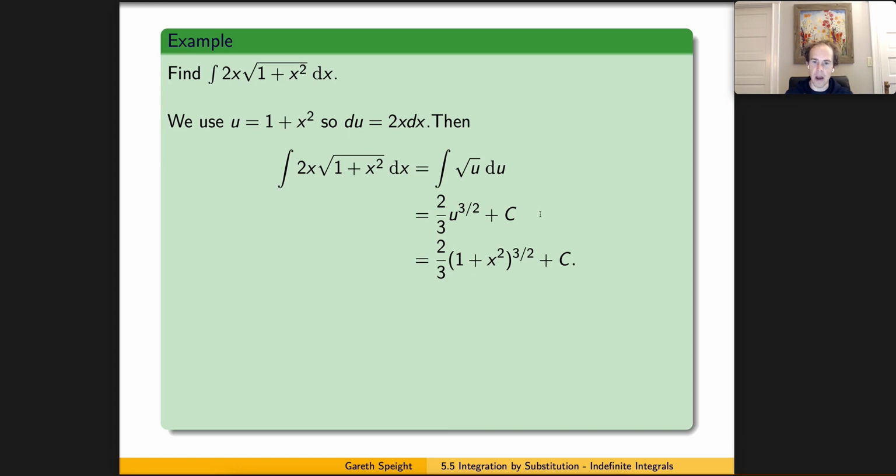And then on the last step, we are going to replace u by whatever it was in terms of x. So u is 1 plus x squared. We get 2/3 (1 plus x squared) to the power 3/2 plus c.